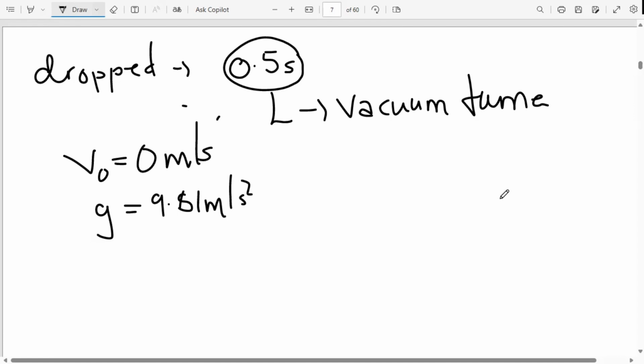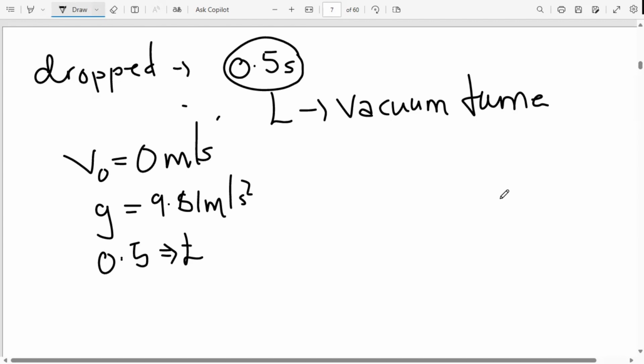What other information do we have? We have 0.5 as the time. That's the time it takes from when it is dropped to run the whole length of the vacuum tube and hit the ground. Now they're asking what is the length of the vacuum tube. So which equation are we going to use?